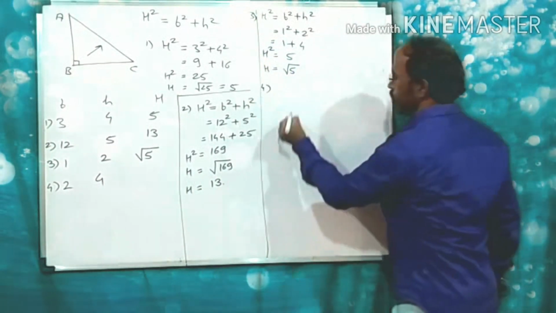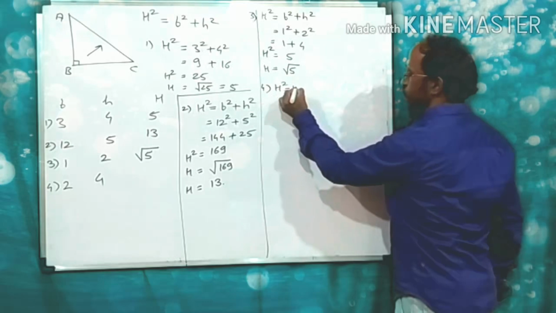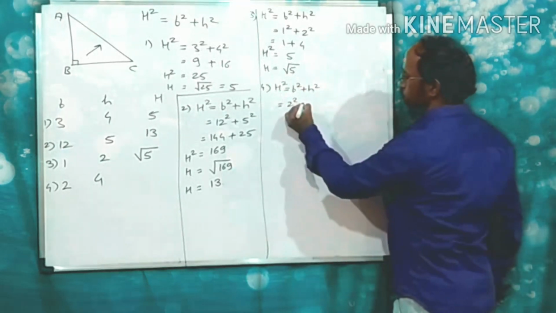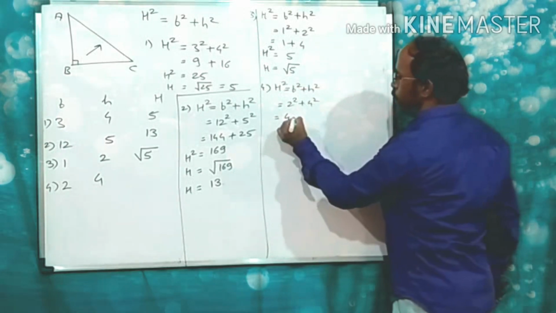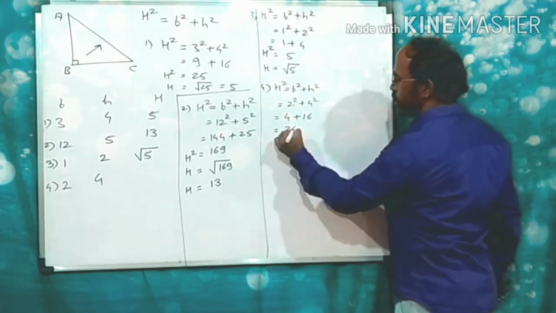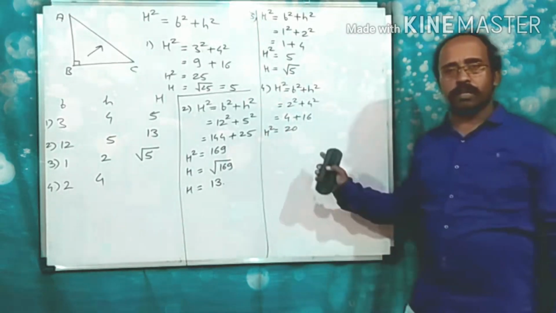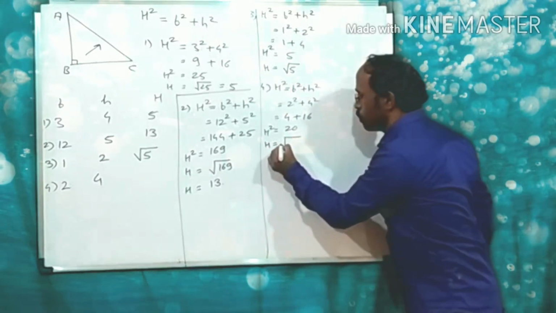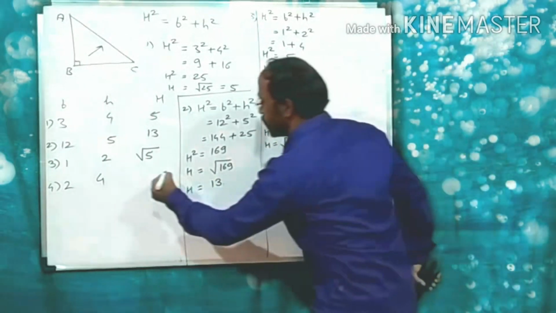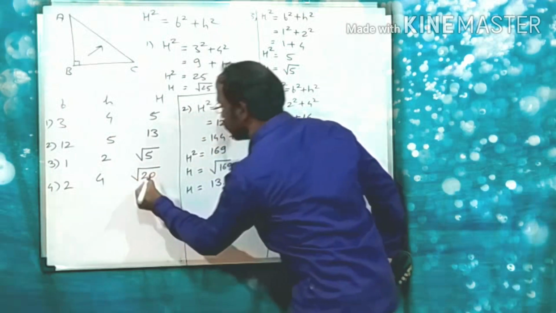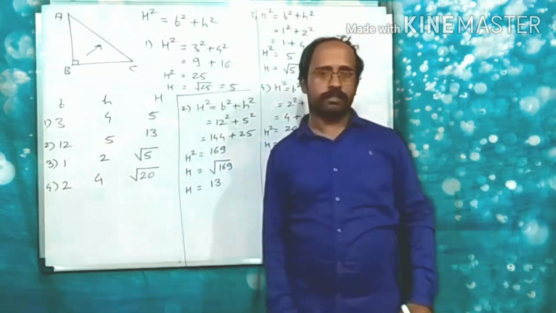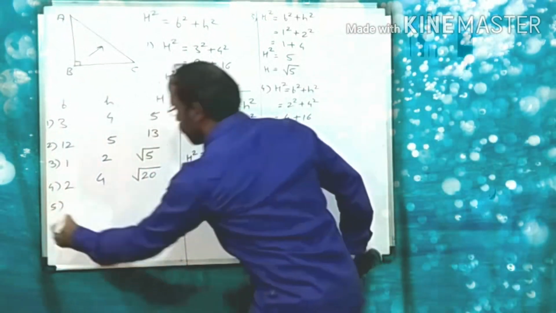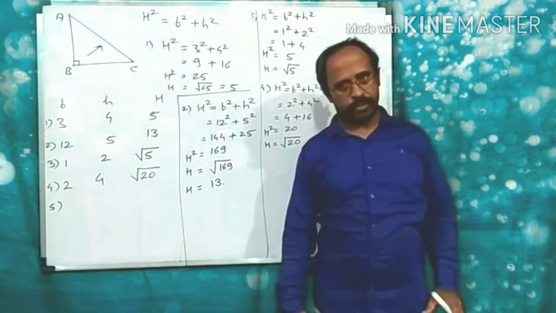Fourth example. Once again, hypotenuse square is equal to base square plus height square, which is equal to 2 square plus 4 square, 4 plus 16, 20. 20 is nothing but the square of the hypotenuse. Therefore, hypotenuse is equal to root 20. So hypotenuse is nothing but root 20 in this example.